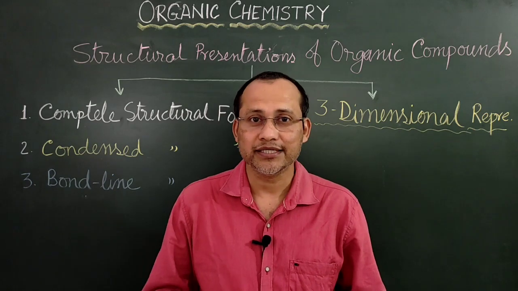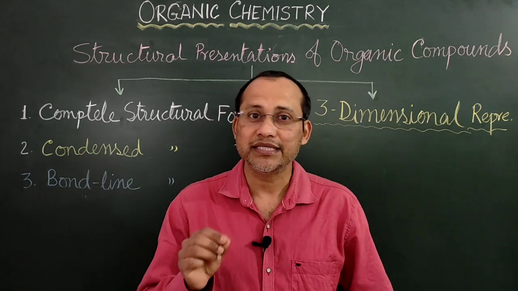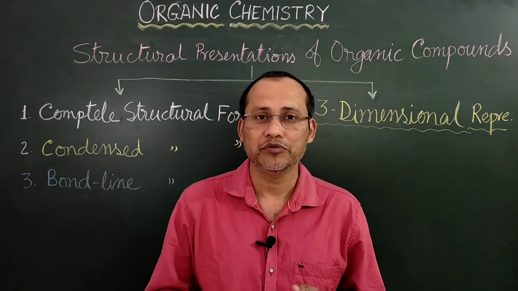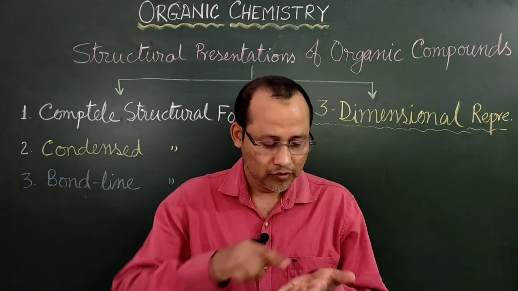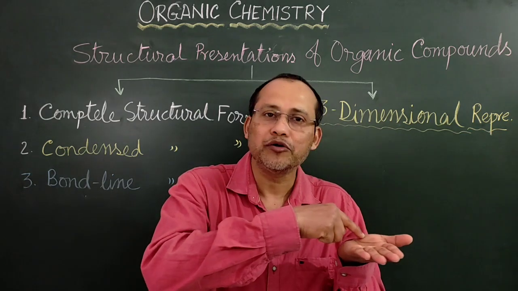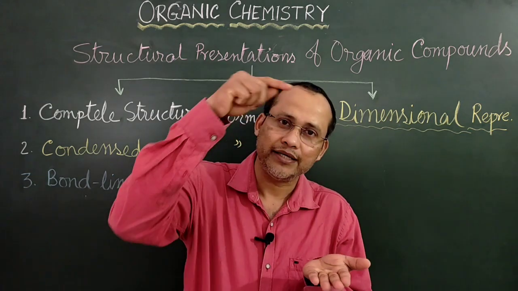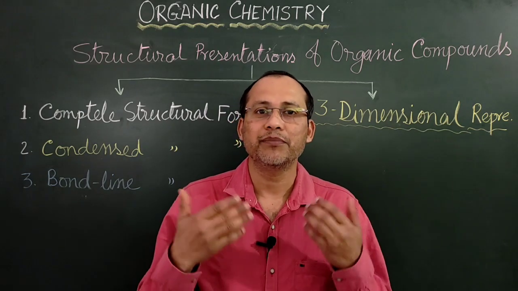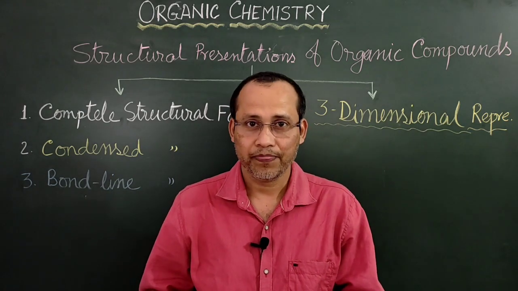The answer is the house is a three-dimensional thing. That is, in order to make a house you have to consider three dimensions. One will be length, another will be breadth, and another will be height. Without considering these three dimensions you will not be able to construct any house.